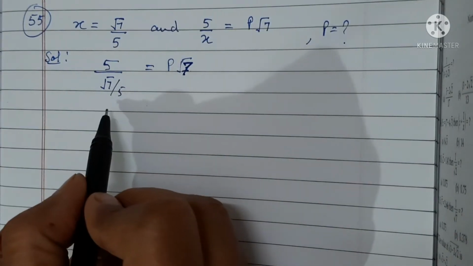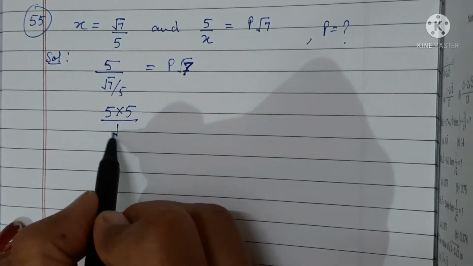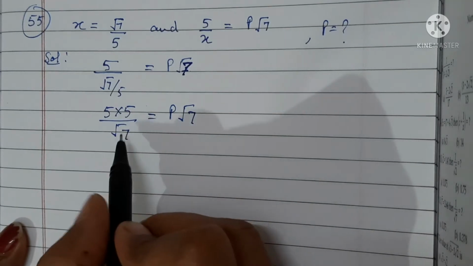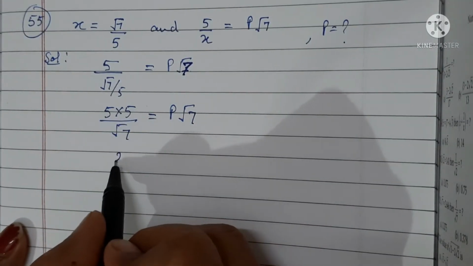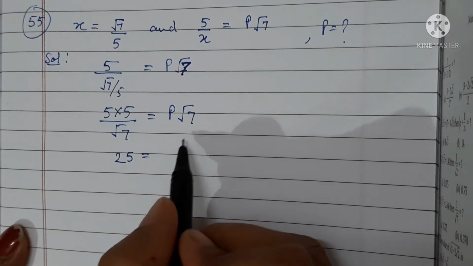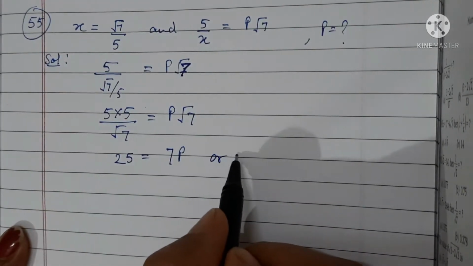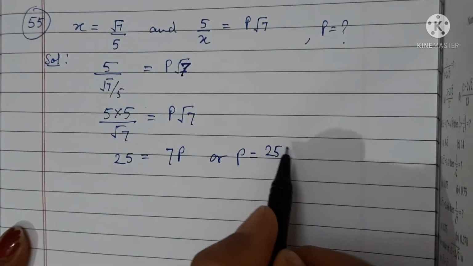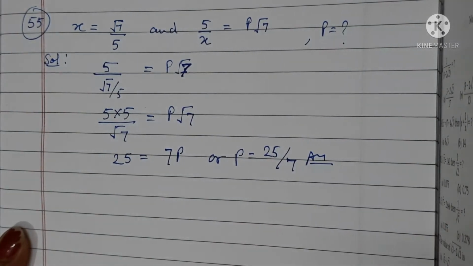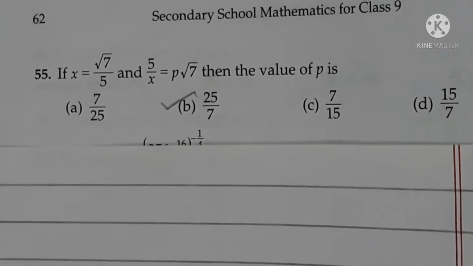Now this 5 will multiply to the numerator. 5 into 5 upon under root 7 is equal to p under root 7, so 5 fives are 25, and this under root 7 will multiply with the other under root 7. So you can write 7p, or p is equal to 25 upon 7. Answer. See the options. Option B is correct, 25 upon 7. Next question.